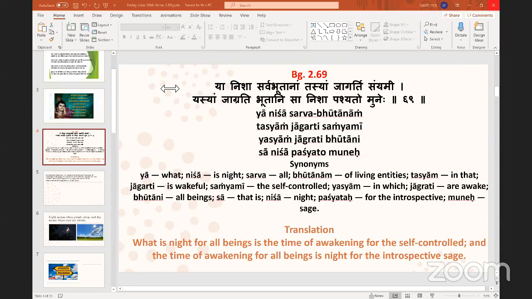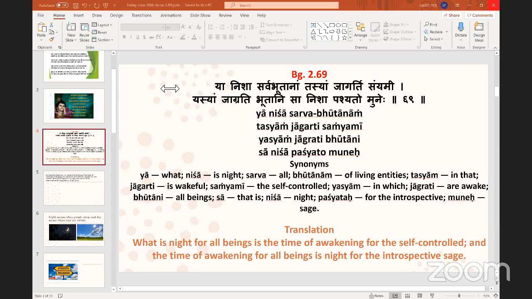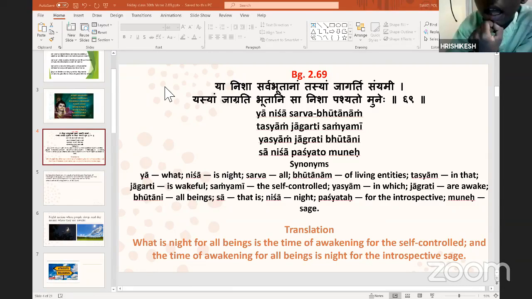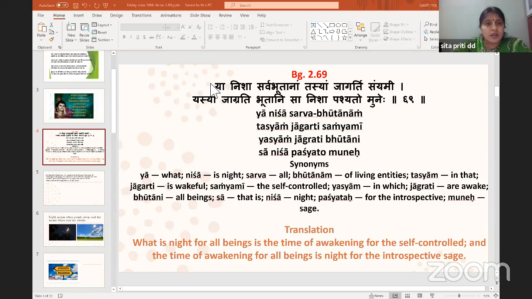यानिशा सर्वभूतानां तस्यां जागर्ति संयमी यस्यां जागृति भूतानि सा निशा पश्यतो मुनेः. Very good. Okay, Tushita, Kaushiki, and Manmay Krishna, can you repeat after me?